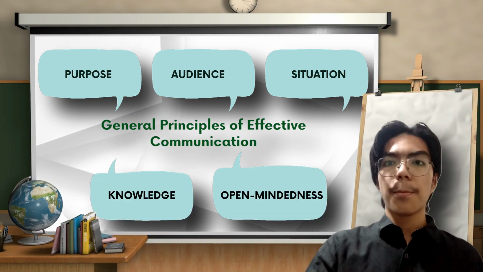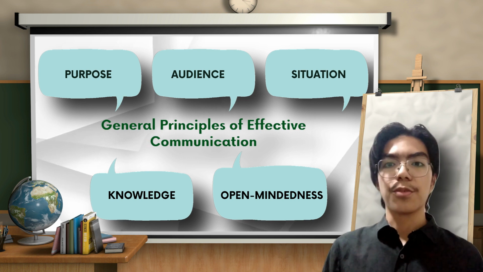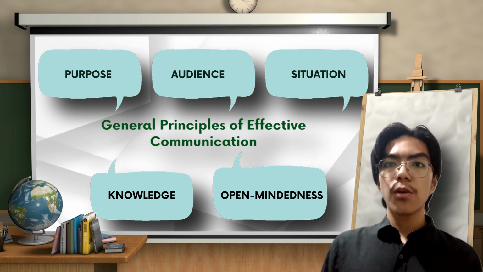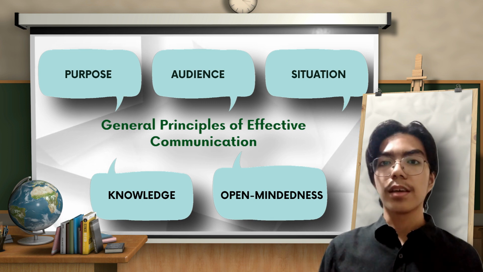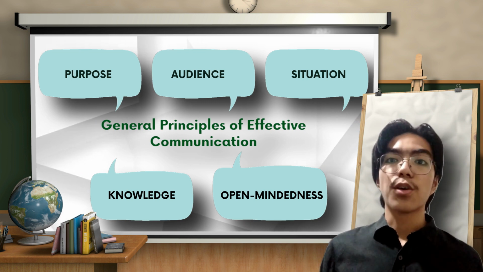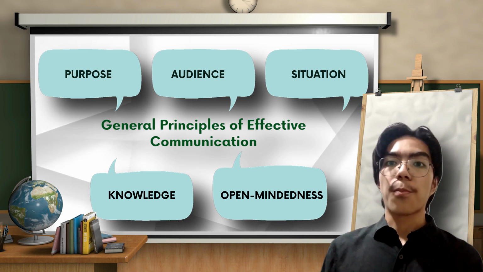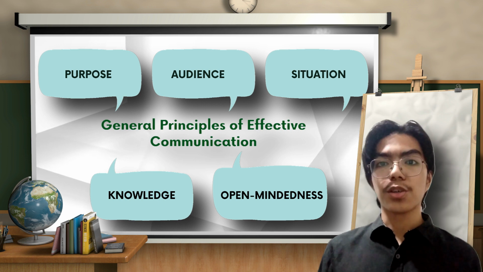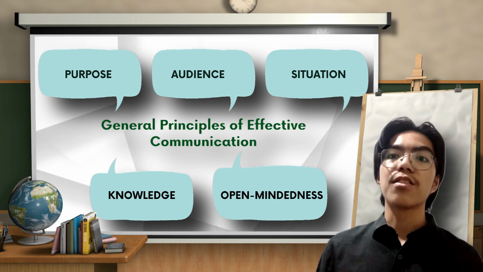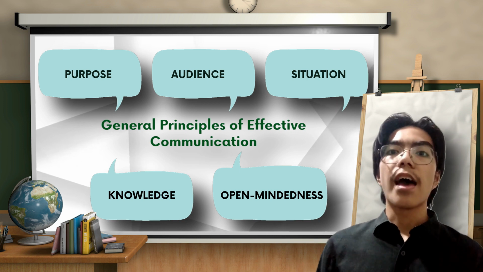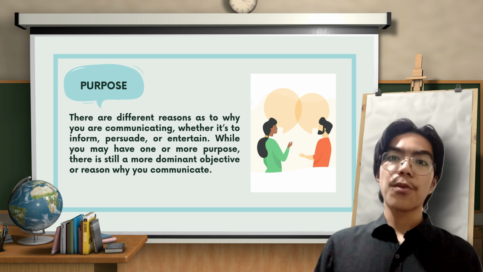Good day, everyone. My name is David Brian Santasas, and I'm here to discuss the general principles of effective communication. So, the following principles can serve or guide us to communicate with others effectively. All of these are considered to be golden rules when it comes to effective communication. The following are purpose, audience, situation, knowledge, and open-mindedness. These keywords will make it easier for us to remember these principles and will ensure effective communication. So to start off, purpose.